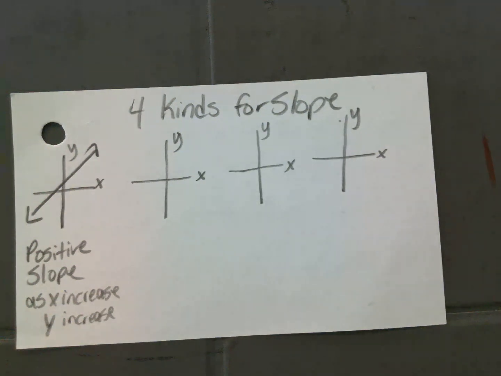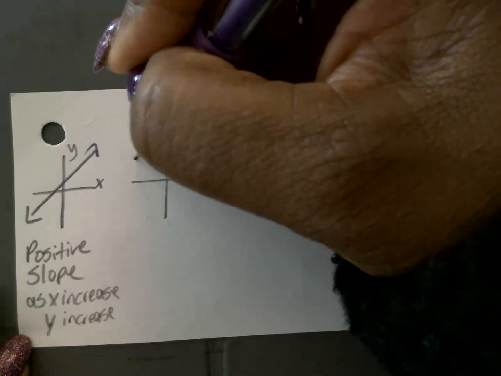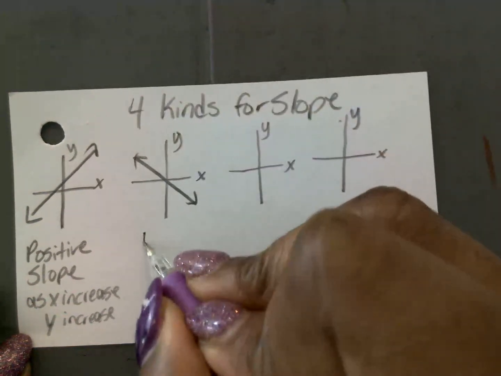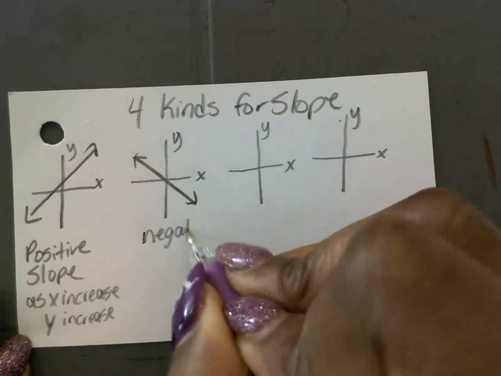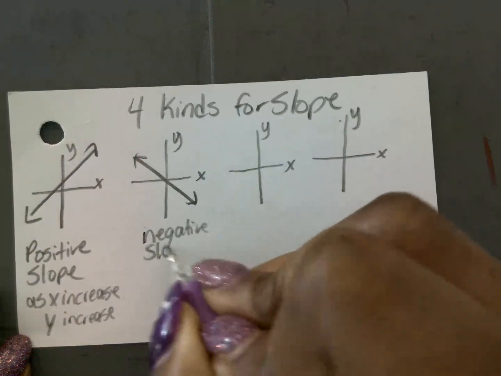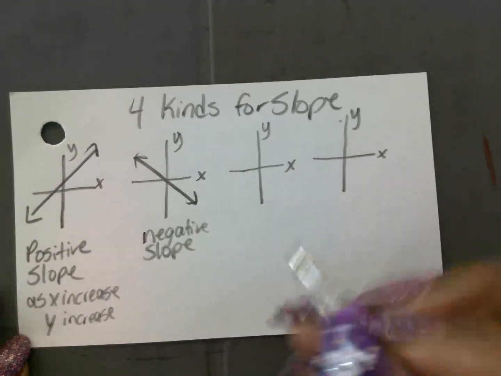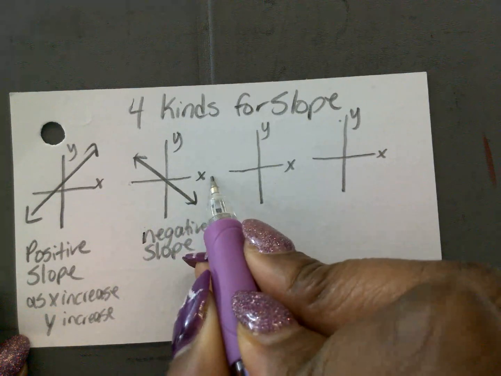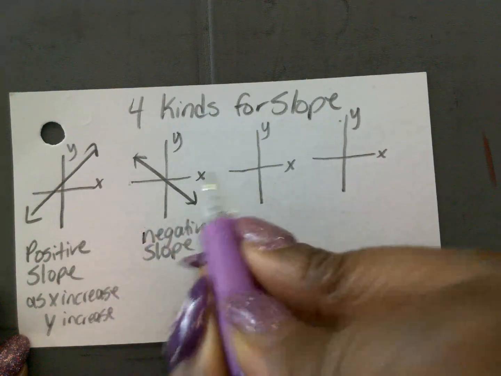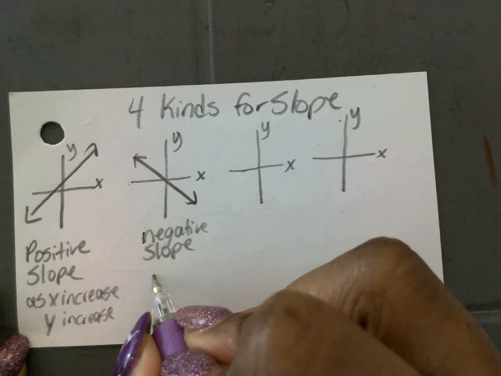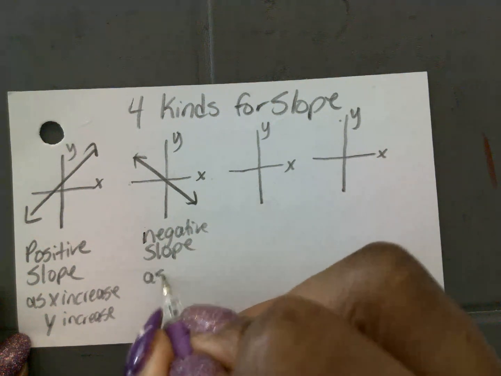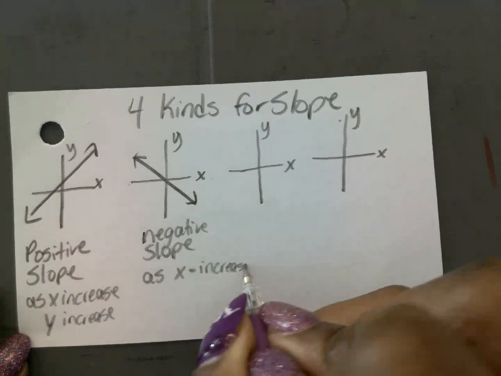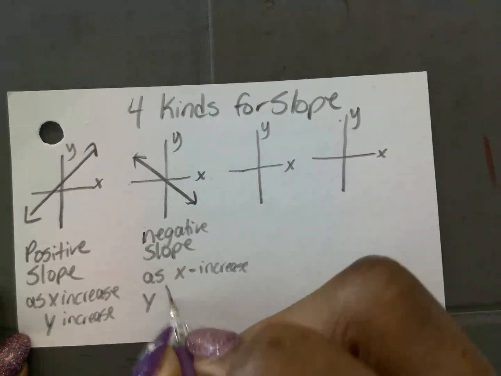The second kind of slope, if from left to right the line is going down, this is a negative slope. As x increases, x always increases because you always read x from left to right, like you're reading a book. So as x increases, y decreases.